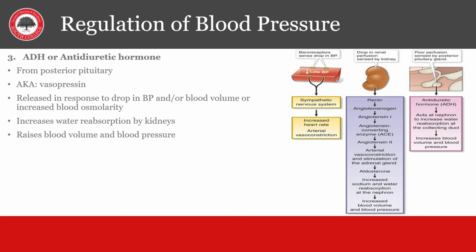Lastly, ADH, or antidiuretic hormone, is released when blood pressure is low to increase blood volume. Both aldosterone and ADH increase blood volume, but in different ways. ADH does it by water reabsorption directly at the kidneys, while aldosterone does it by sodium reabsorption, and the water will follow by osmosis.